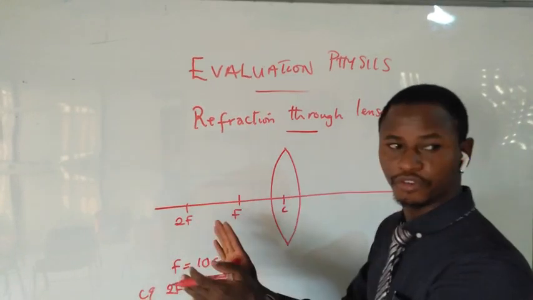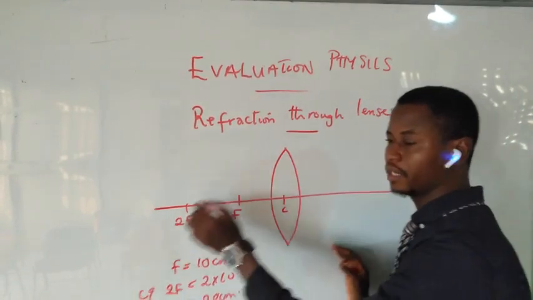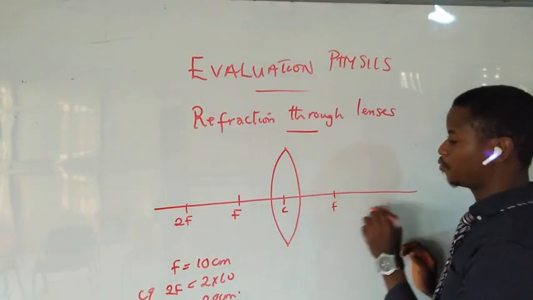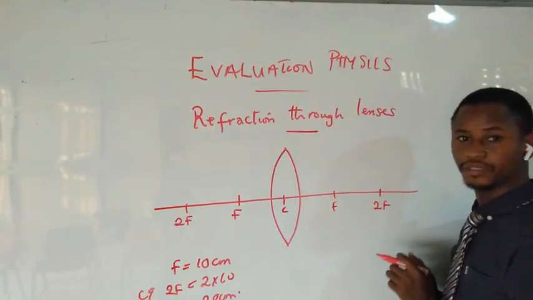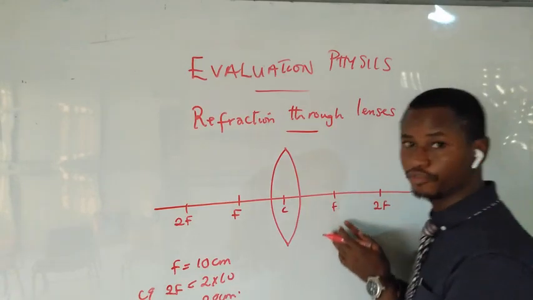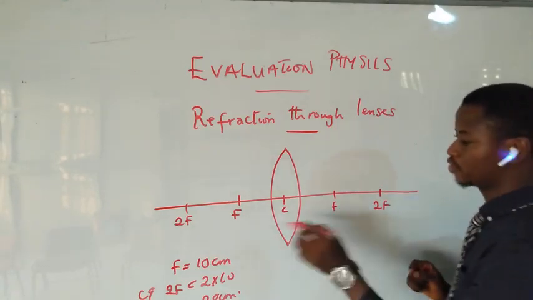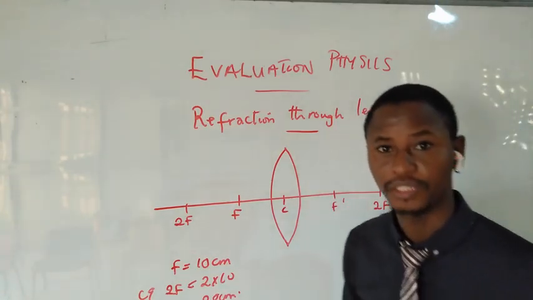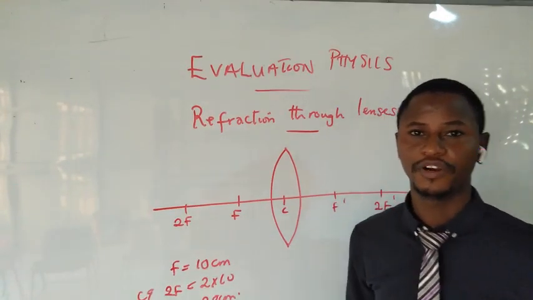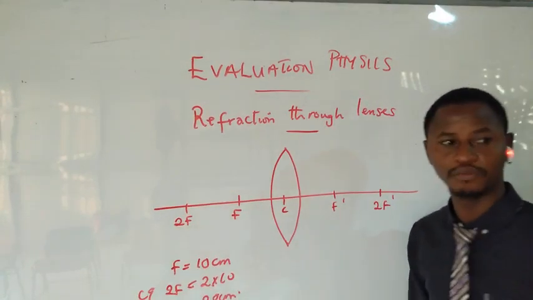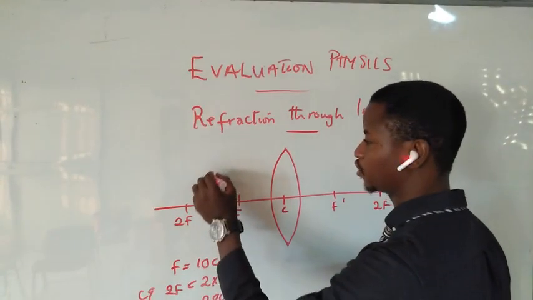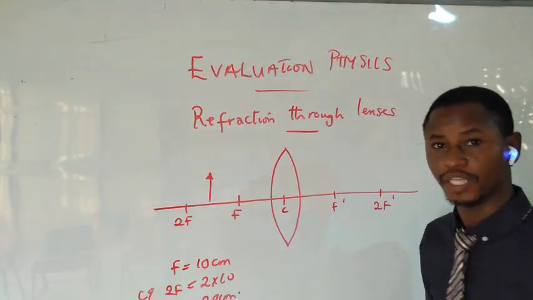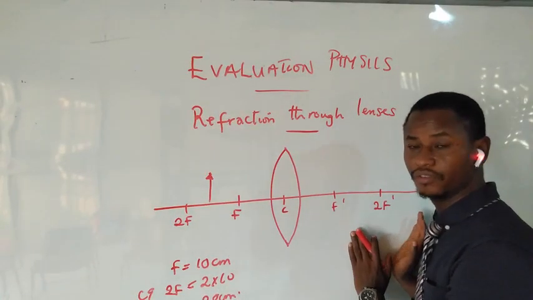On this side of the surface, we have an F and a 2F. On the other side, we also have a focal point and another focal point that is equidistant from the first one. We differentiate these two by putting a prime on this and on this, depending on wherever your object lies. So for instance, let's assume that an object is placed at this position here.